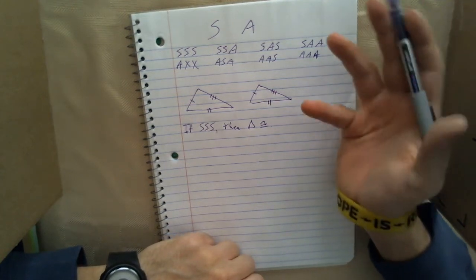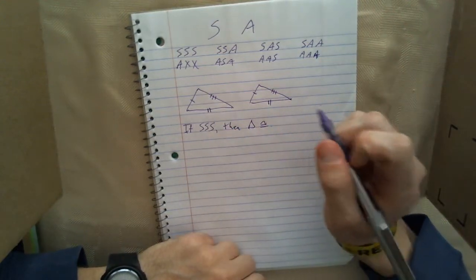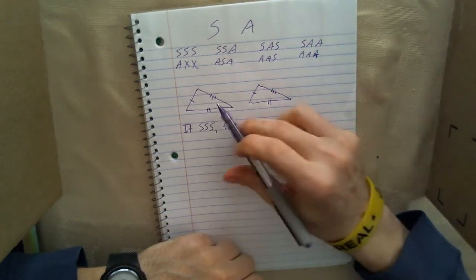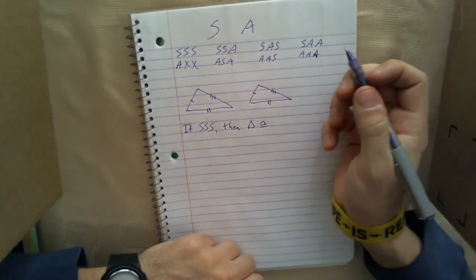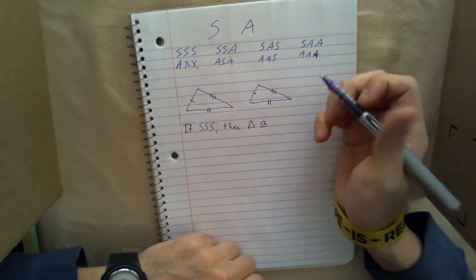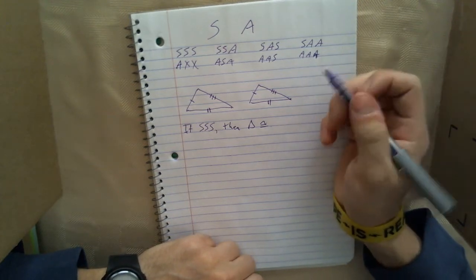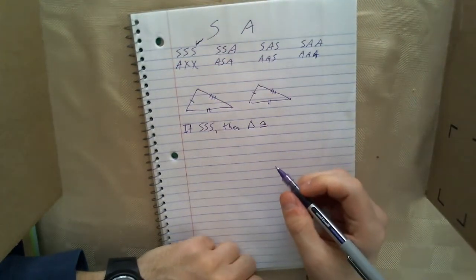Anyway, this is true, because if I were to use the same 3 sides to build another triangle, these 2 triangles have to be the same, and that's the way it is. That's provable. So there's that. That's one of them. So this one's good. So how about SSA?